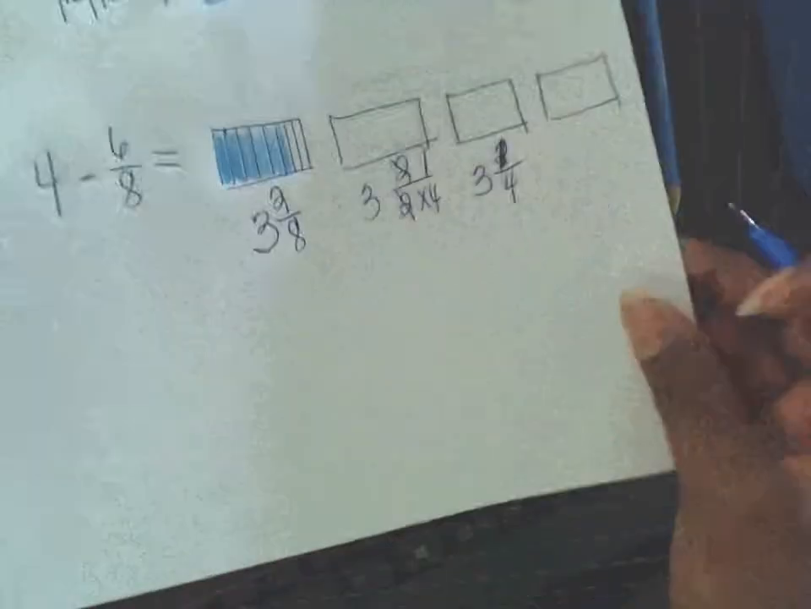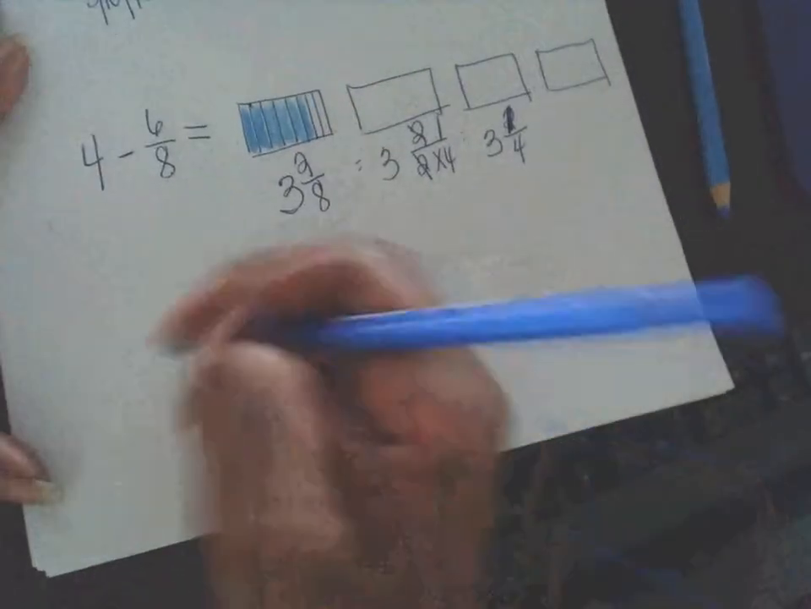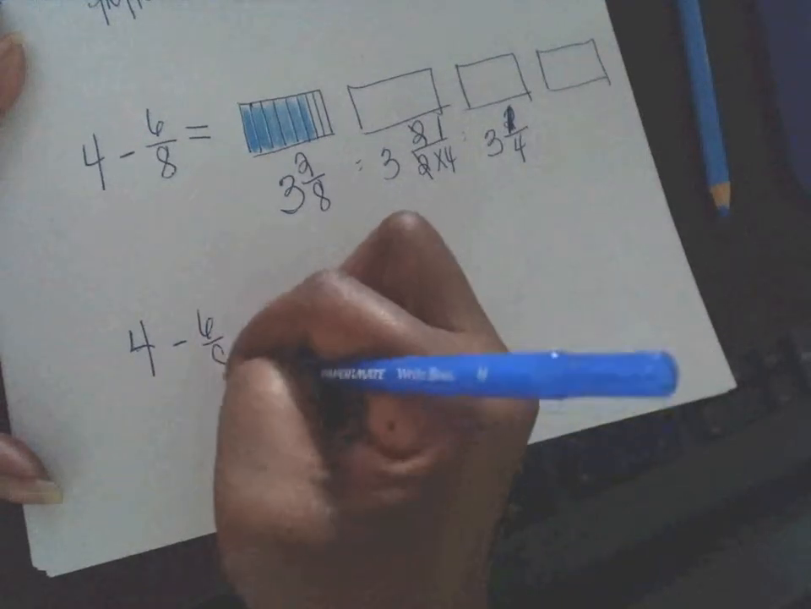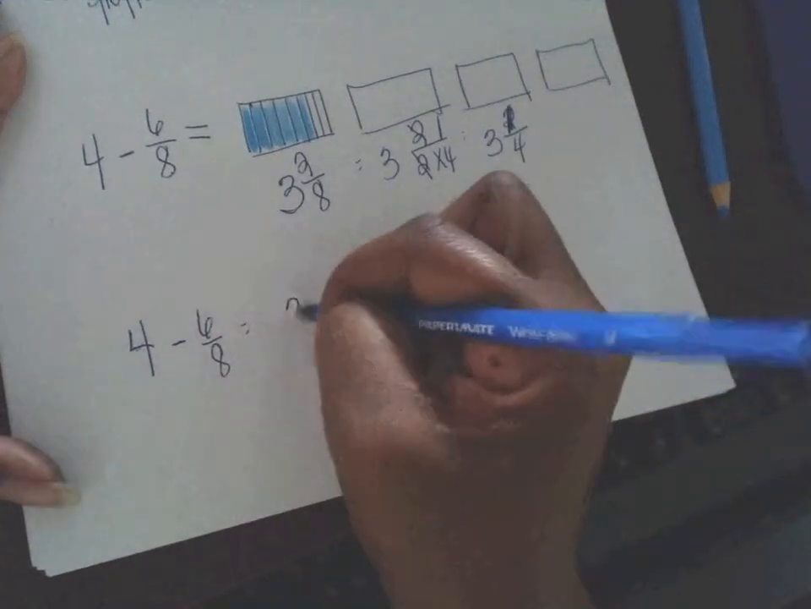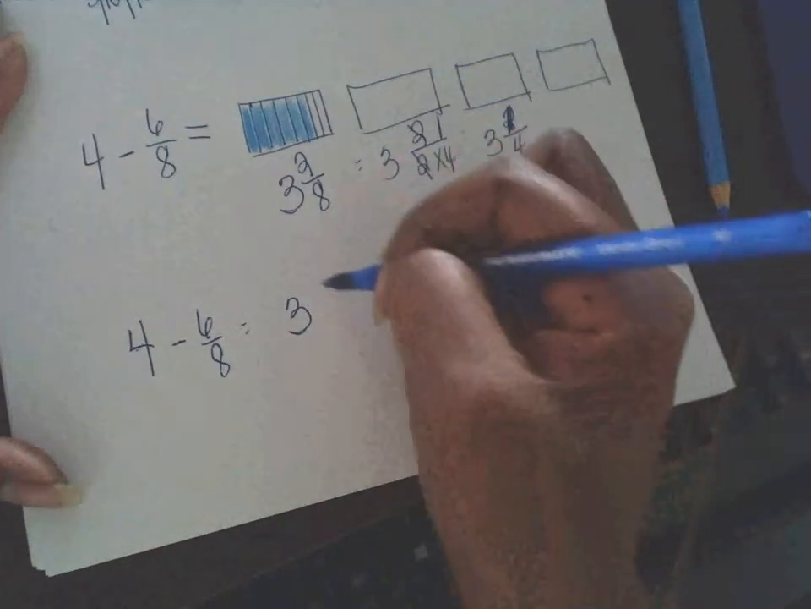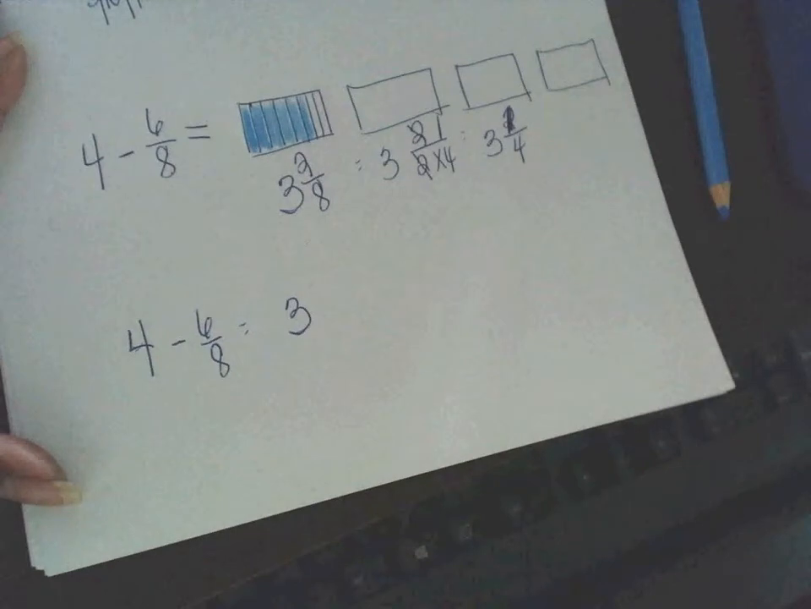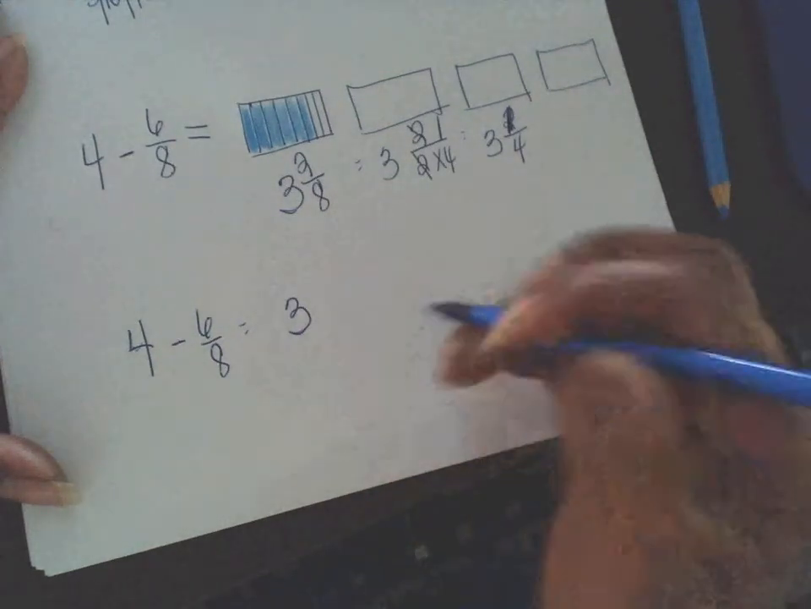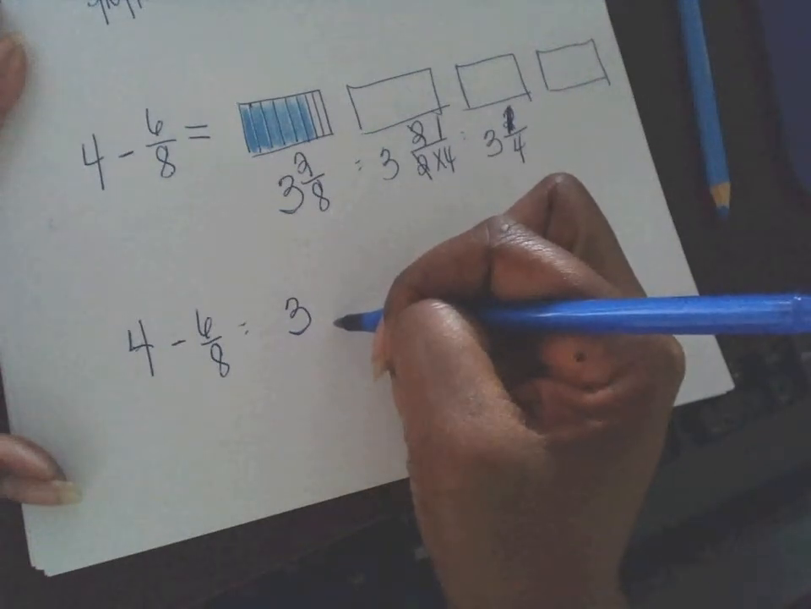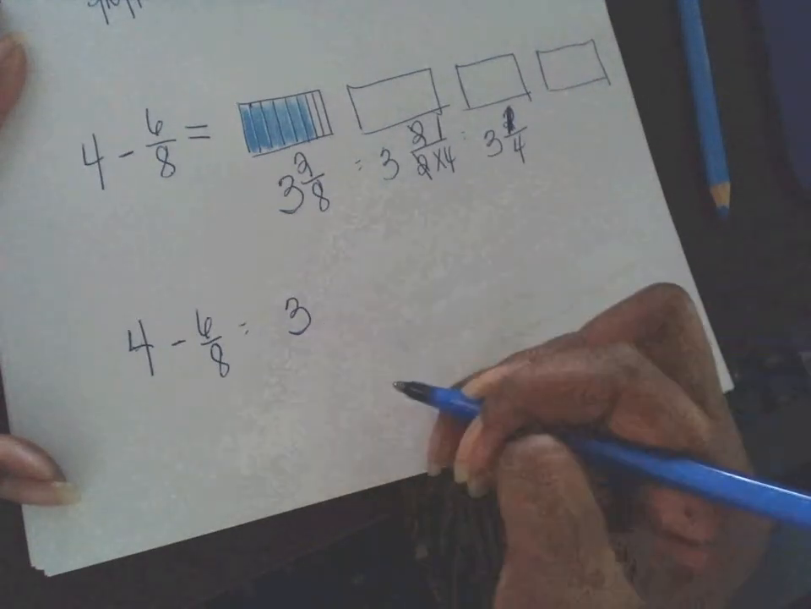The way to do this as an algorithm, let's show you here. 4 minus 6/8. You borrow 1 from the 4, it becomes a 3. And the 1 that you borrow, thank you for not having your heads down, making sure your eyes are on the board. You're going to break one of the 4 down, the one that you borrowed. We're going to break it down.